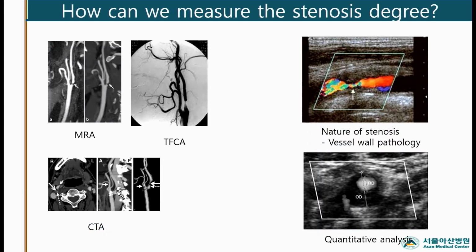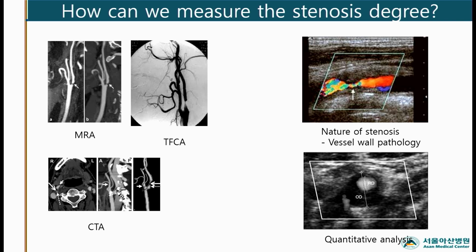So how can we measure the stenosis degree? There are MRA, CTA, and conventional angiography. These are very good at looking at the location of the atherosclerosis and the length of the atherosclerosis. And also we can see the full length, that is, if there is a tandem lesion in the vasculature.